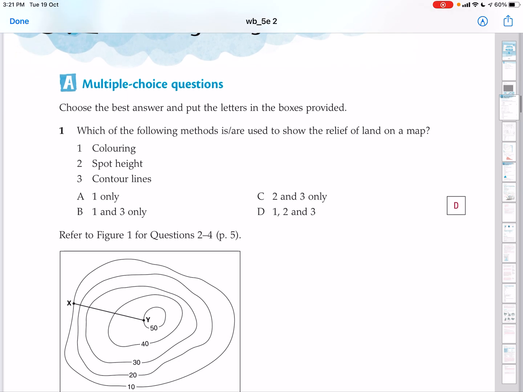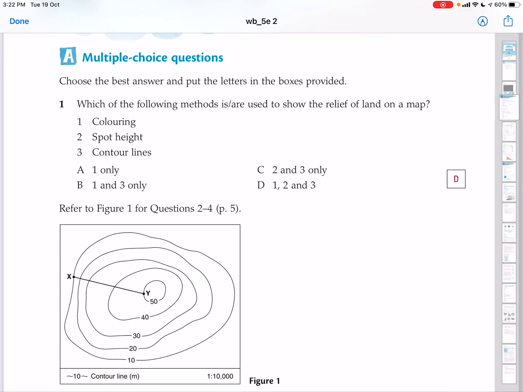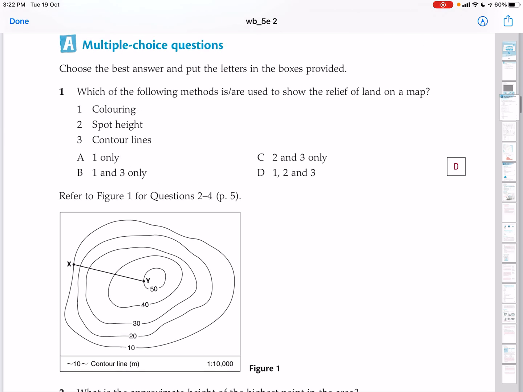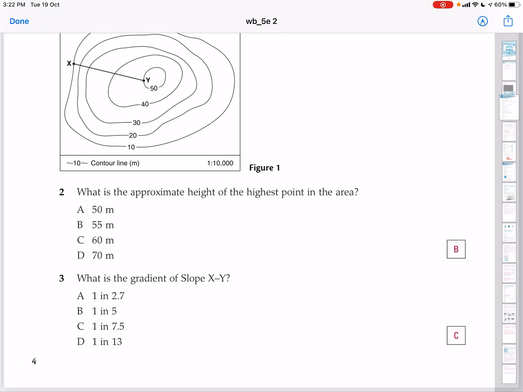Which of the following methods is used to show the relief of the land on a map? Coloring: we can use coloring to represent the relief on the map. For spot height, for the peak of the hill, there may be some meters indicating how tall it is. So it's spot height. Contour line is just about this one. You can see the line can represent the height. So accordingly, 1, 2, 3, all of them can represent the relief on the map.